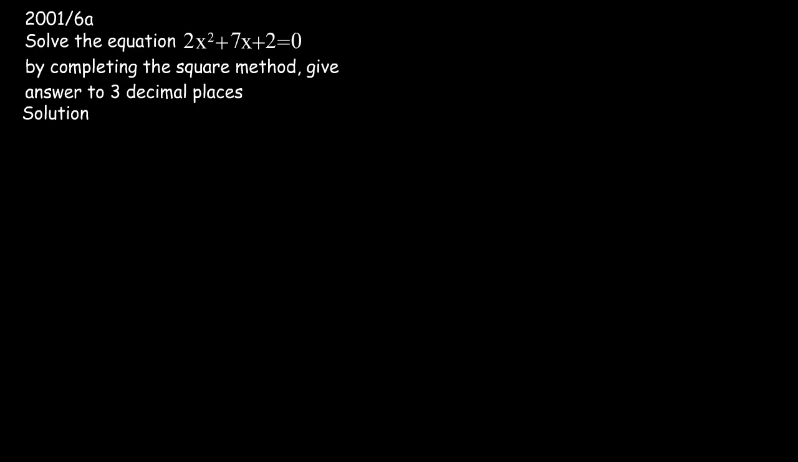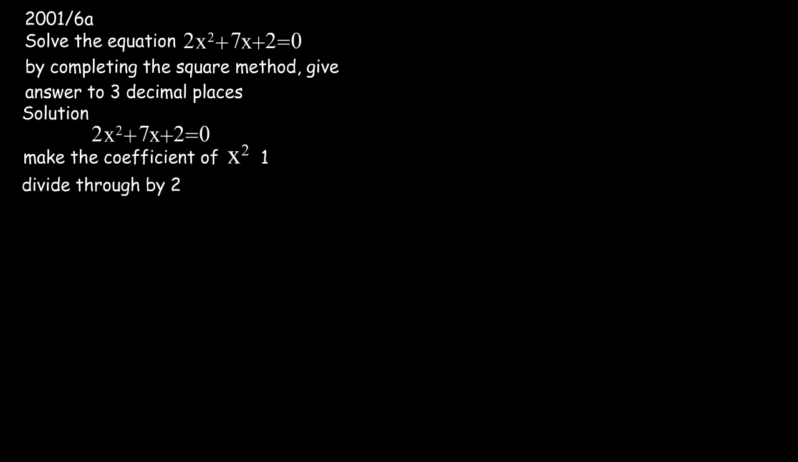Now writing down our equation 2s squared plus 7s plus 2 is equal to 0, our first step is to make the coefficient of s squared 1, and to achieve this we are going to be dividing through by 2. Now when we divide through by 2, it becomes 2s squared divided by 2 plus 7/2 s plus 2 divided by 2 is equal to 0 divided by 2. Simplifying, it becomes s squared plus 7/2 s plus 1 is equal to 0.